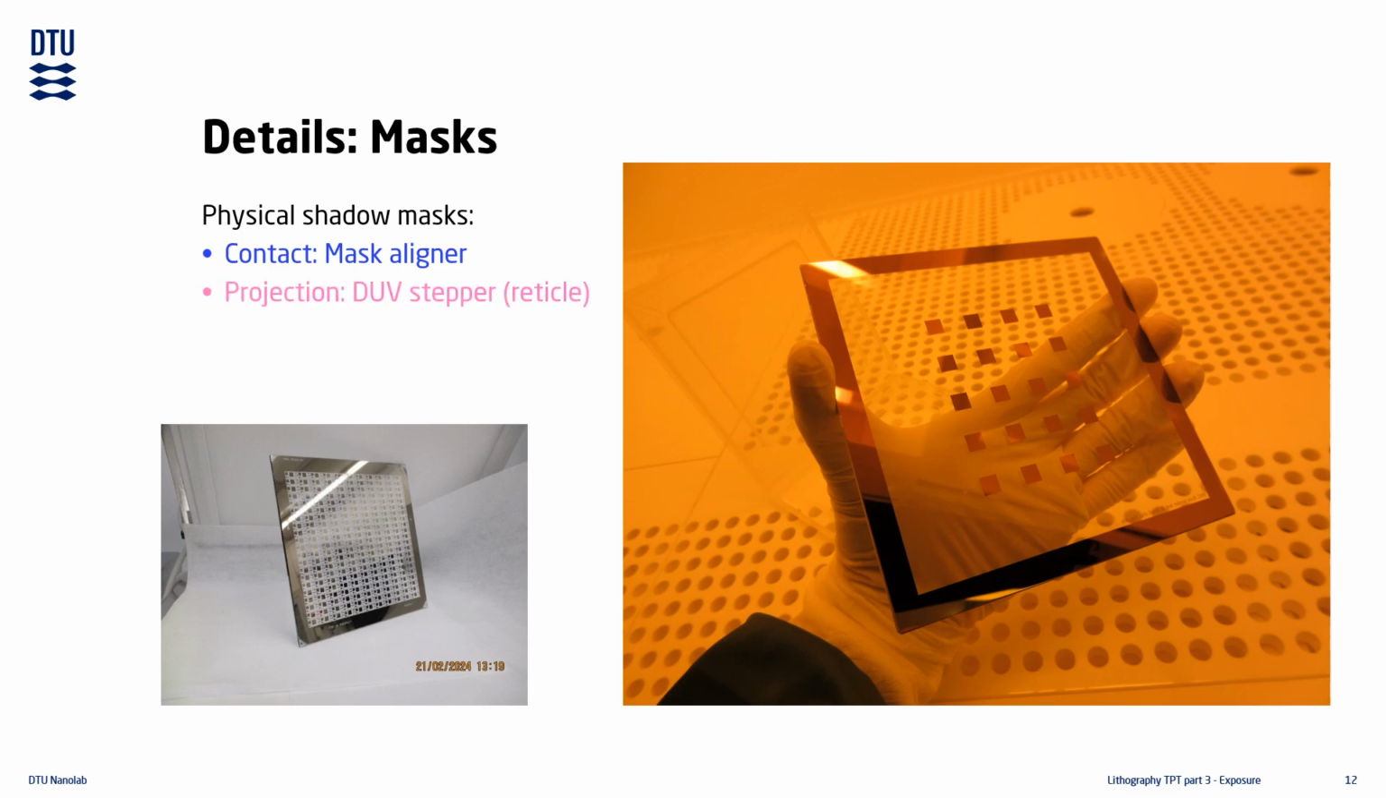The second type of tool is a deep UV stepper, which is a projection exposure tool. In this tool, the mask, which is now called a reticle instead, is placed far away from the substrate and light is then passed through the reticle. It then passes through demagnification optics, which shrinks the image by a factor of 5. Masks are made by sending a mask design pattern to a mask manufacturer, who then produces the mask.